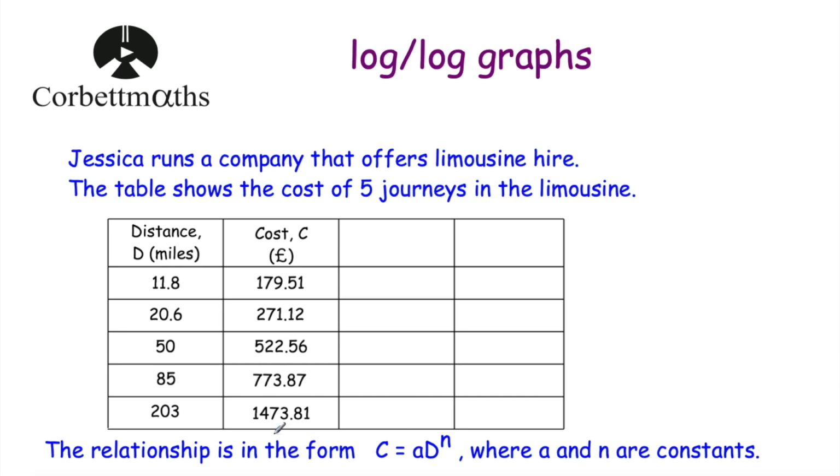And then we're told the relationship is in the form C is equal to AD to the power of n, where A and n are constants. So C is the cost, D is the distance, and A and n are particular constants, so numbers that we perhaps need to find in this question. This is the relationship between the distance and the cost, and perhaps they use this to work out the cost that each of the customers should pay.